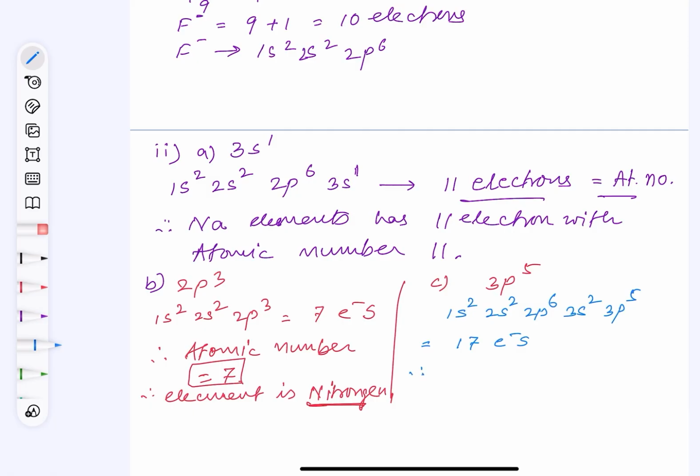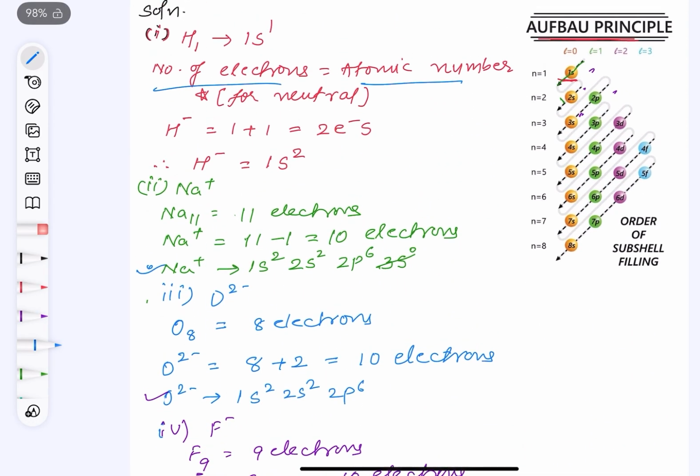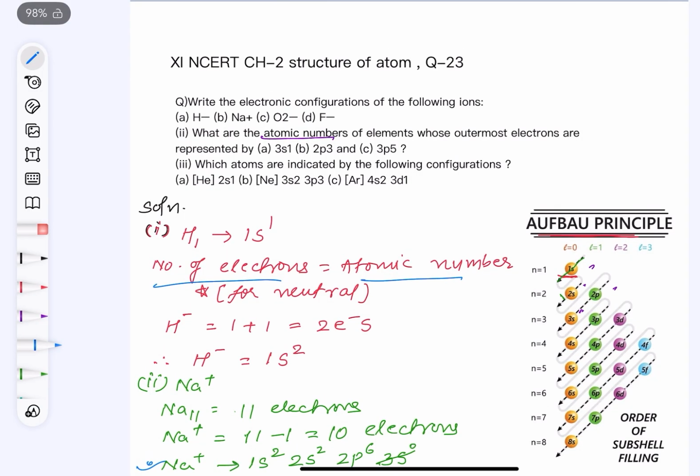Therefore the atomic number of the element is 17. And can you tell, students, which element has atomic number 17? Yes, it is chlorine. Okay, so atomic number 17 is of chlorine. Fine. So they were just asking you the atomic number, and we have also studied the elements which are possessing that particular atomic number.